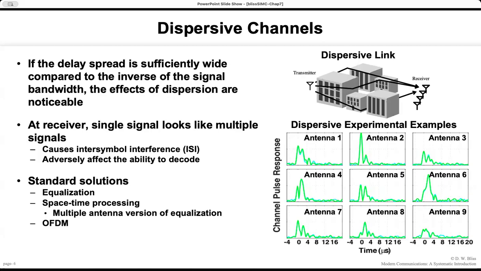These antennas, so there's a single source, but multiple antennas. These antennas are a couple meters apart. Each one is a couple meters apart from the next one. And so it's somewhat surprising that the channel response is so different from antenna to antenna. And a couple things we can take from this.